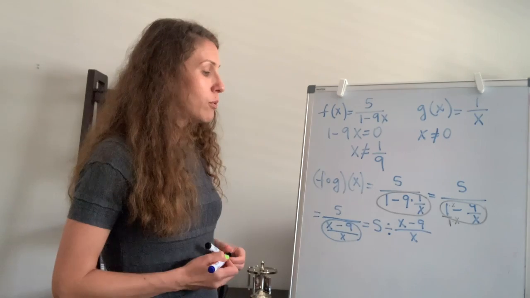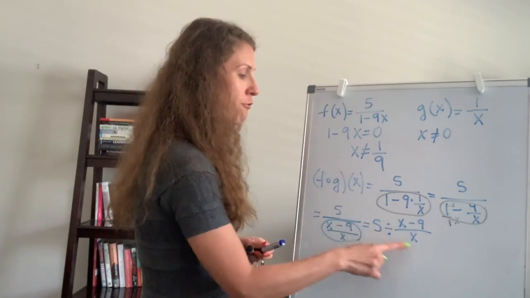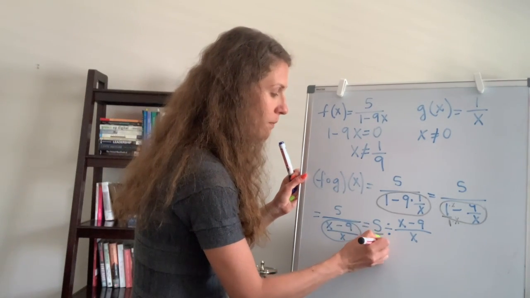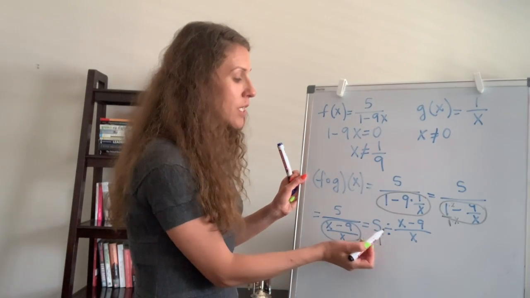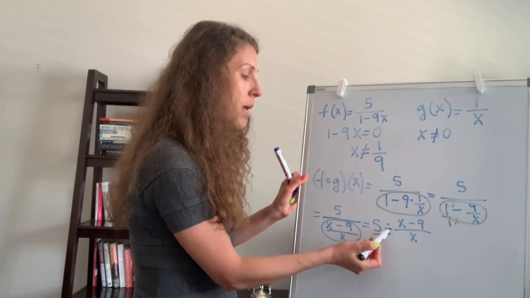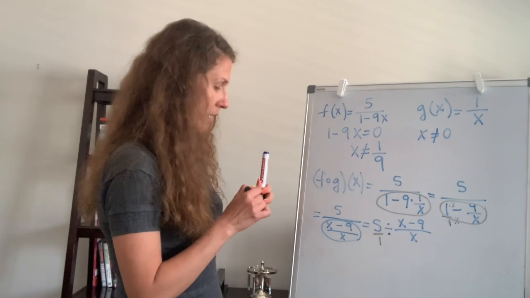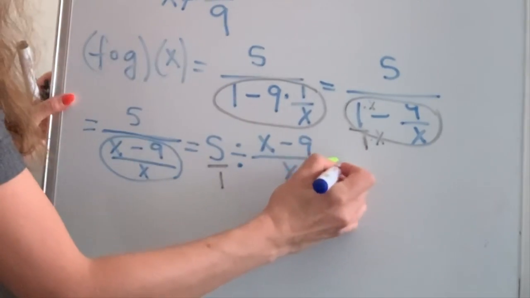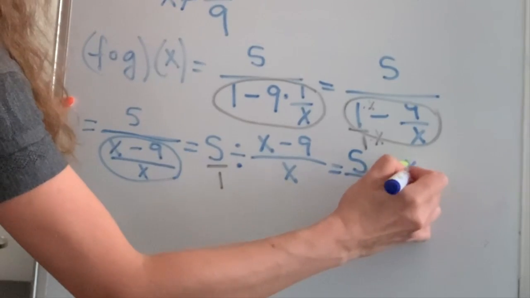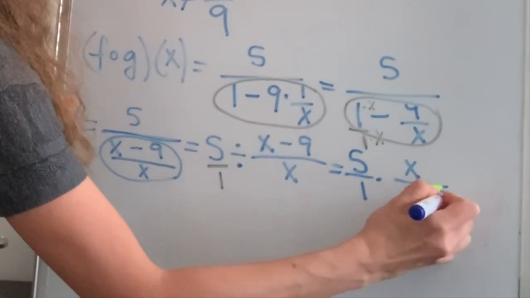Okay, now how do we divide a number by a fraction? Well, we do keep, change, flip. So I'll place 5 over 1, keep that as is, but instead of dividing by x minus 9 over x, I will actually multiply by x over x minus 9. So 5 over 1 times x over x minus 9.